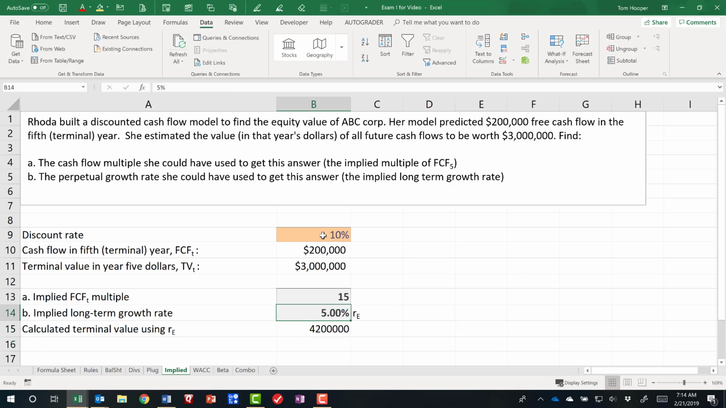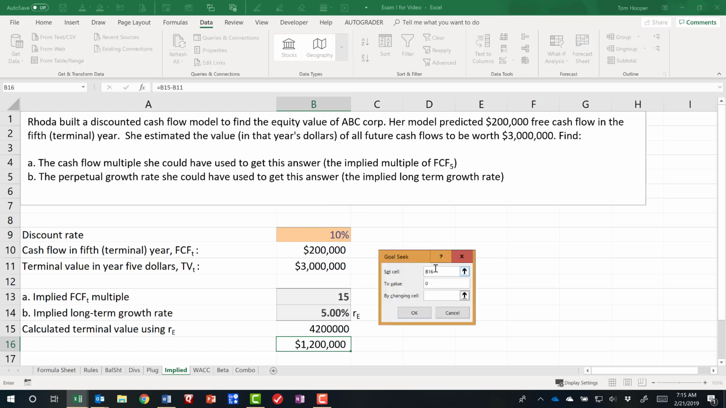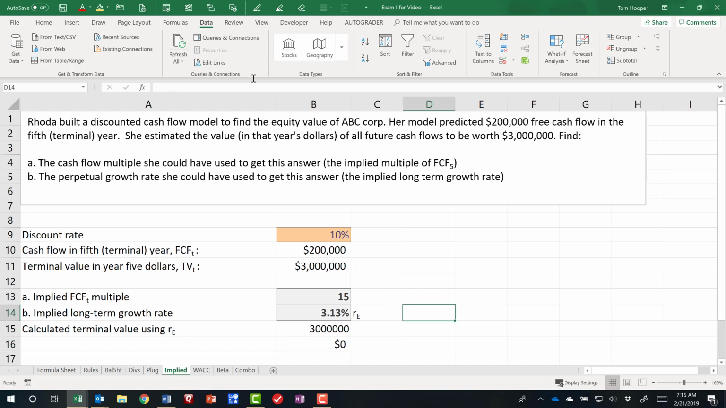I want to know what number here would give me the calculated terminal value that she got, which was 3 million. So let me do that thing again where I take the difference. And then if I get on that cell, my shortcut becomes Alt-A, WG, tab 0, tab. And I can say, set that to 0 by changing cell RCB. Okay. Looks good. We're about 15 minutes into the quiz. Check the solution. Okay, let's move on to the WACC problem.